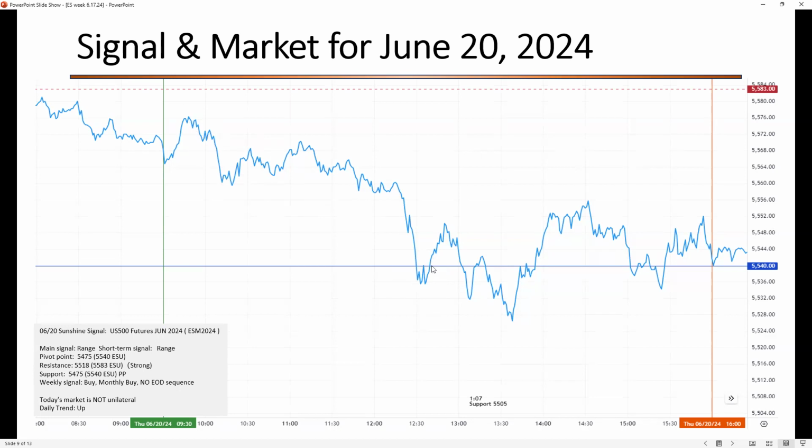If prices are able to break down under the pivot point, then that could be a short opportunity. But if you're holding short from up here, this is a logical place to exit a decent portion of your position.